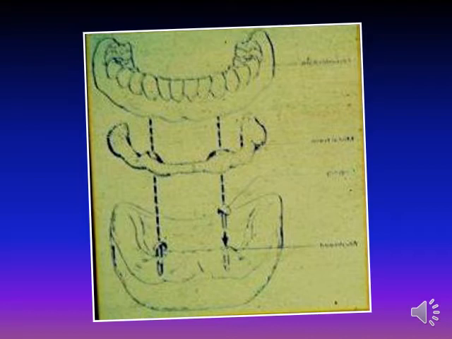The last type of attachment is telescopic attachment. The telescopic overdenture is a removable prosthesis constructed to fit over natural teeth or implants, with that portion of the overdenture over the natural teeth fitting like a sleeve. These supporting abutments are reduced and restored with a metal coping called the primary coping, which is cemented on the abutment.